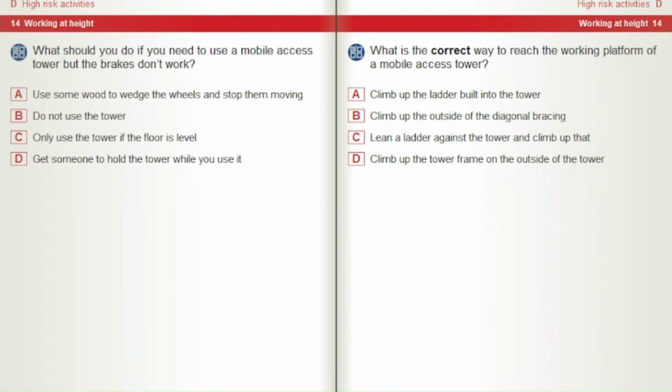What is the correct way to reach the working platform of a mobile access tower? Climb up the ladder built into the tower. Climb up the outside of the diagonal bracing. Lean a ladder against the tower and climb up that. Climb up the tower frame on the outside of the tower.